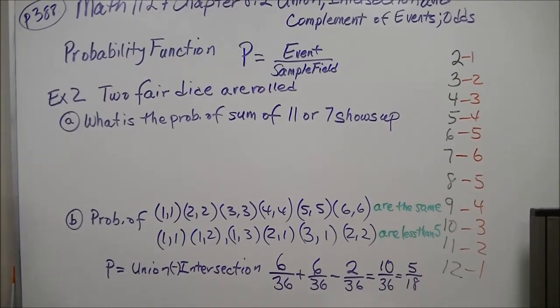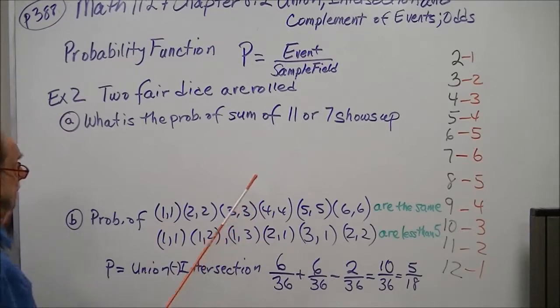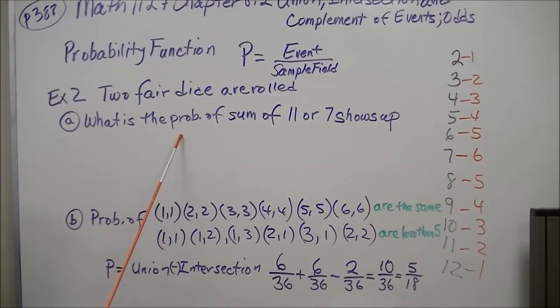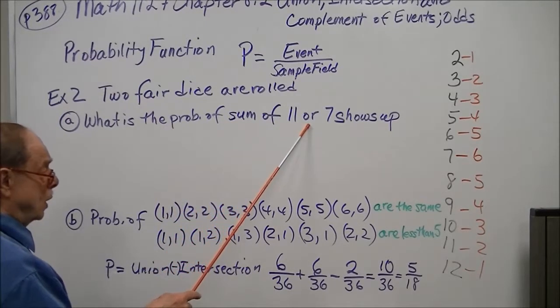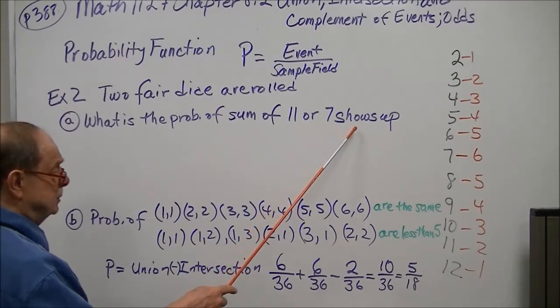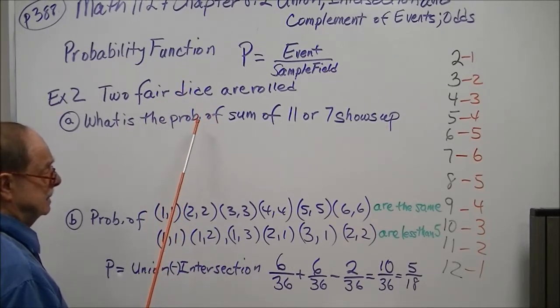As we move on to example 2, we're dealing with dice. Remember, that's two sets, and we say they are fair. That is, they're not weighted, but the results hopefully are random. And we're still dealing with probability, the event you're looking for over the sample field. And they're asking, what is the probability of the sum of 11 or a 7 shows up when you roll these two fair dice?